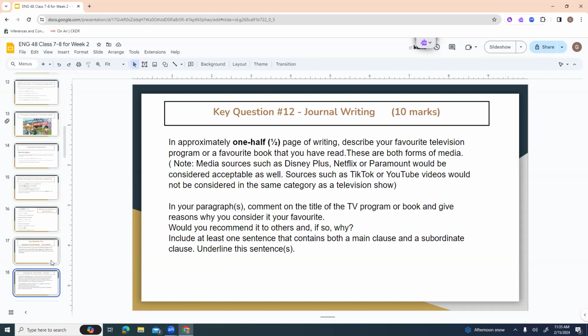In your paragraphs, comment on the title of the TV program or the book and give reasons why you consider it your favorite. Would you recommend it to others? And if so, why? And also if you wouldn't, if you thought it was terrible, say why you wouldn't. But if you're saying it's your favorite, you probably would recommend it to others, right? Include at least one sentence that contains both a main clause and a subordinate clause and underline that sentence so that I can see that you know that it's there. By all means, use more than one, but please make sure there is at least one. That's one of the things we're practicing right now, right?